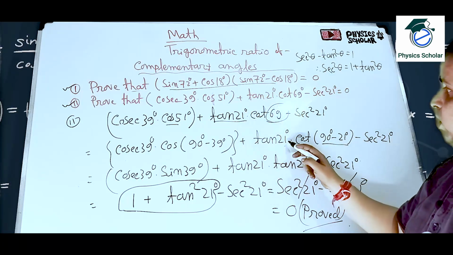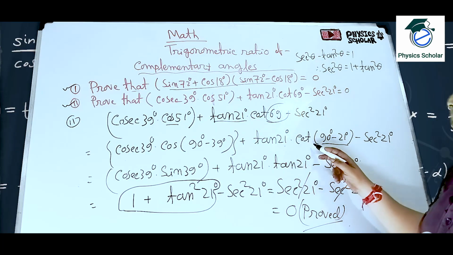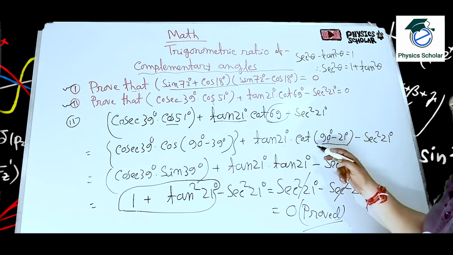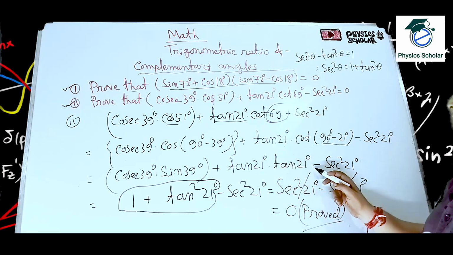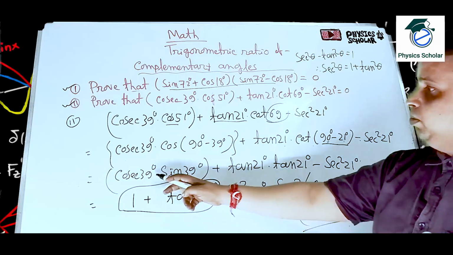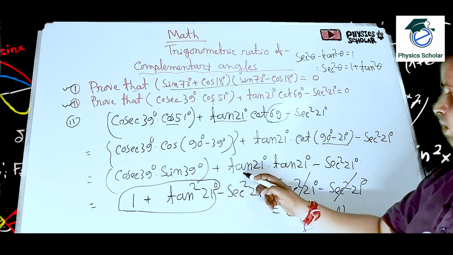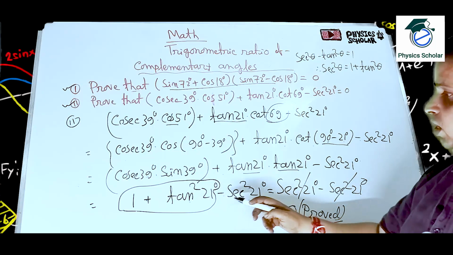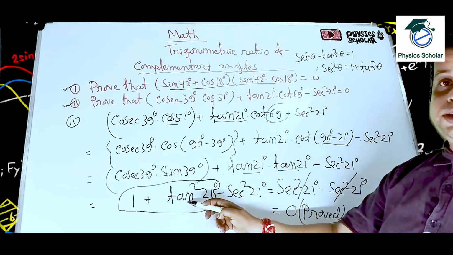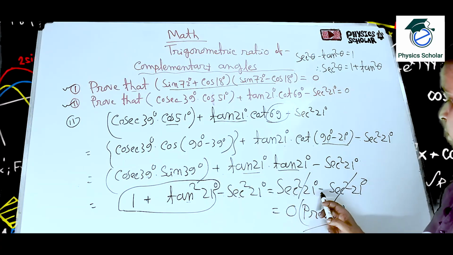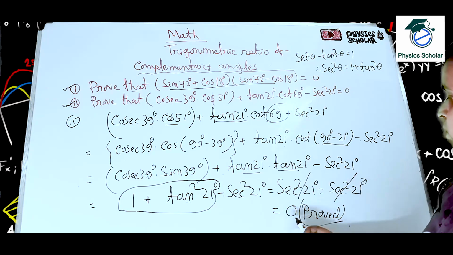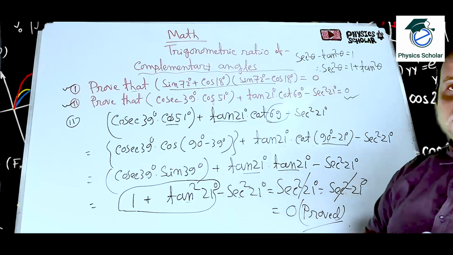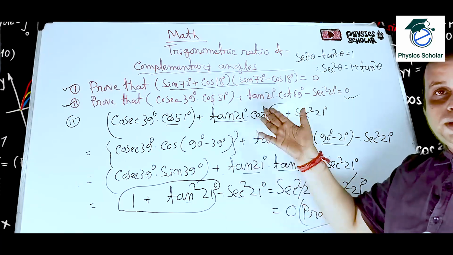So tan 21 degree and cot 69 means what? Cot of 90 minus 21, minus sec square 21. So cot 90 minus theta means what? Tan theta. So tan 21 into tan 21 minus sec square 21. So it is 1 plus tan 21 into tan 21, which means tan square 21, minus sec square 21. So 1 plus tan square theta means what? Sec square theta. So sec square 21 minus sec square 21. So this will be cancelled. So the answer is 0. So that is what we have to prove. Clear? So we have proved these two sums.